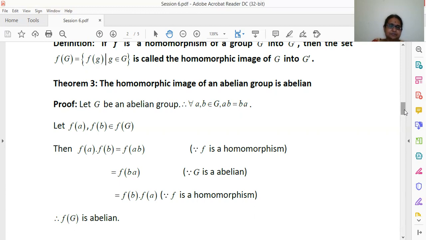Here, to prove this, what we have done is we have taken two elements in f of G and we have shown that the commutative property holds. Commutative property holds means the group is abelian. Therefore, in this we have made use of the definition of homomorphism and the definition of abelian group. That is, we have made use of the commutative property with respect to multiplication, and we have shown that the homomorphic image of an abelian group is abelian.